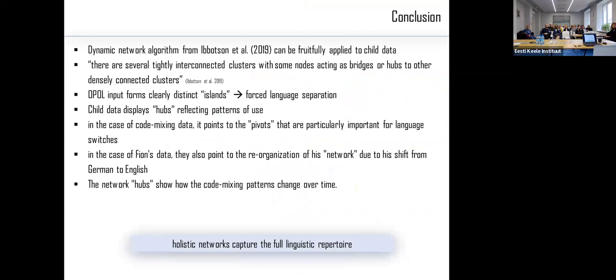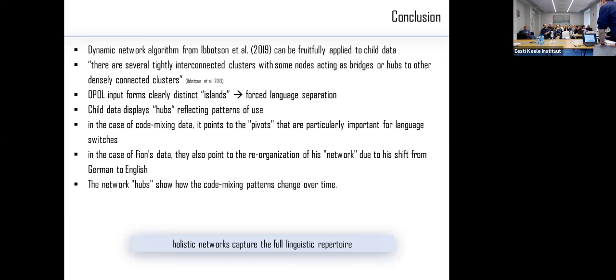So we would argue that this dynamic network algorithm can be fruitfully applied to child data. In the child data, we see clearly distinct hubs reflecting patterns of use. In the case of the code mixing data, but also in the case of the monolingual child data, these communities that are detected point to the pivots that are particularly important for language acquisition in general, but also, as we would argue, for language switches in code mixing.